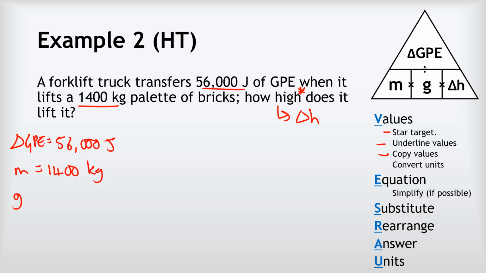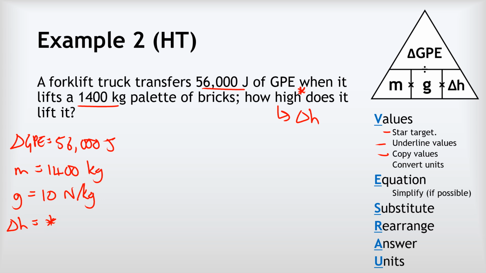G, now it doesn't mention or specify where we are, so it can be assumed that this is on Earth. I don't believe we've ever taken a pallet of bricks in a forklift truck to any other places other than Earth. So given that it's Earth, we can say that G is 10 newtons per kilogram. Unless it specifies another place, always go with 10 as your value. And we're being asked to find delta H, so we'll leave that as a star.